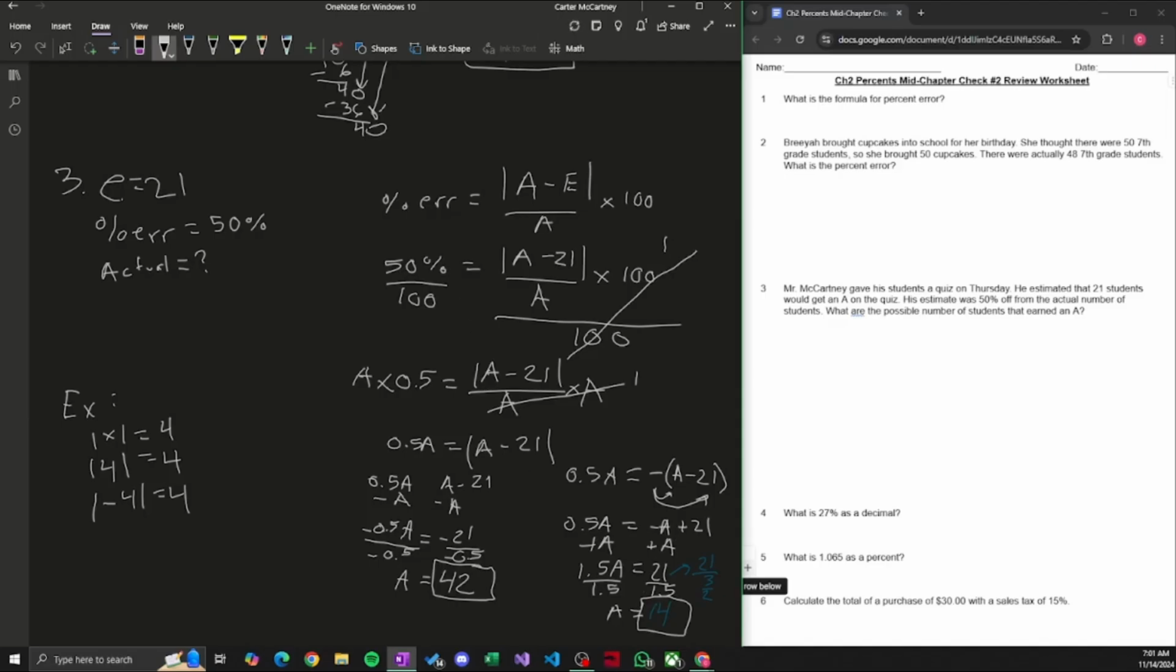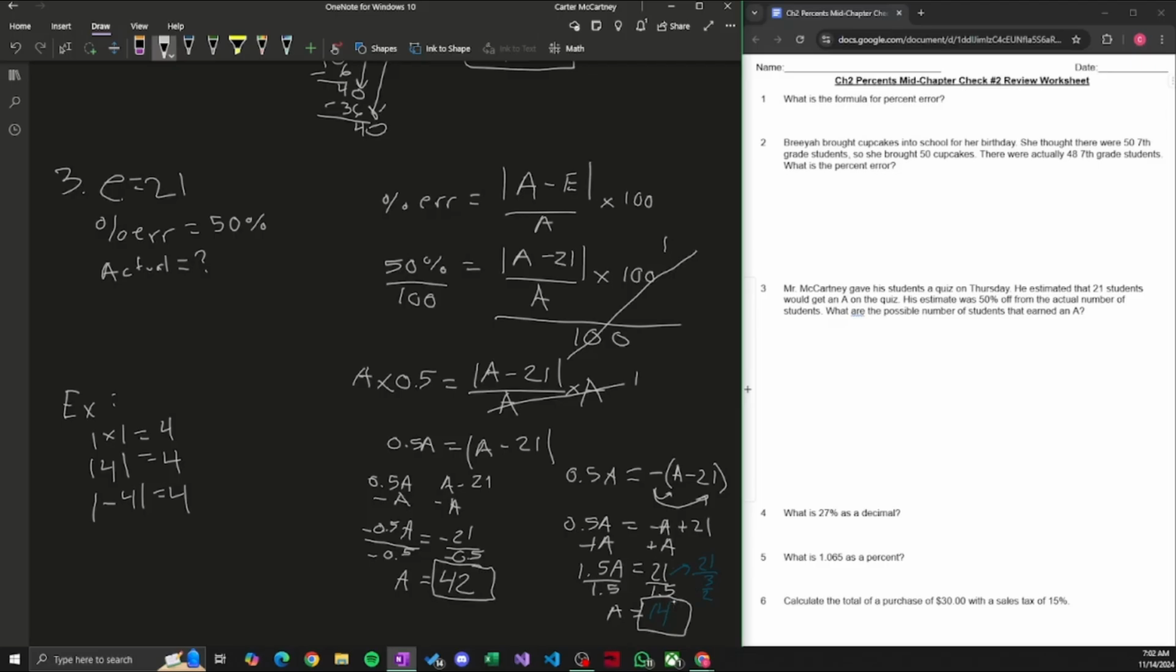And now we can think about that in respect to this question. Remember, the question was that Mr. McCartney estimated 21 students would get an A. His estimate was 50% off of the actual value. So let's look at the actual value of 42. 50% of 42, or half of 42, is 21. So that's 50% off. The other option is 14.